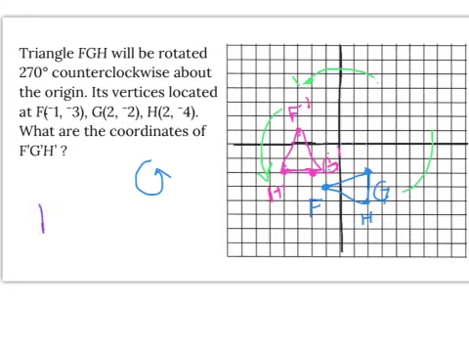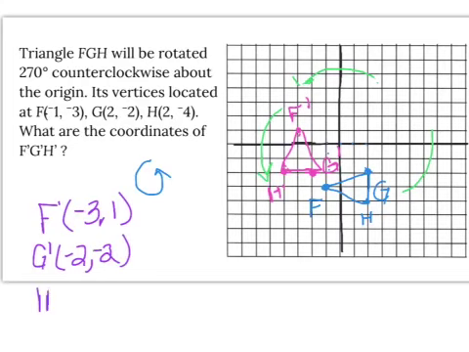So the F prime coordinates are going to be 1, 2, 3 over to the left, which means it's -3, and up 1, so that means it's a +1. For G prime, it's over 2 to the left, so that's going to be a -2, and down 2, so that means it's also going to be a -2. And for H prime, it's going to be over 1, 2, 3, 4, so to the left 4, -4, and down 2, so -2. So these are my coordinates of F prime, G prime, and H prime.